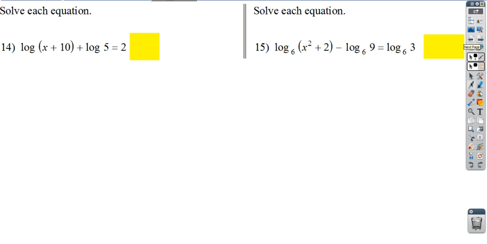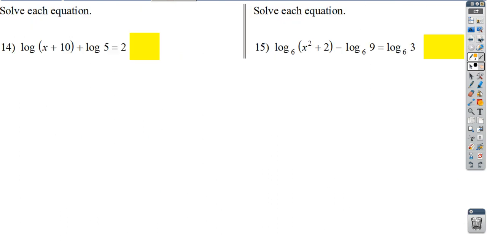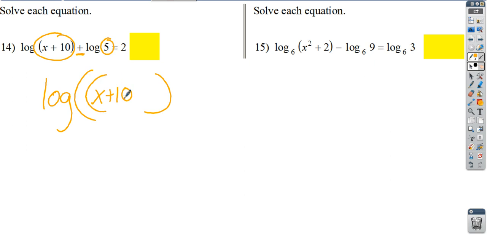Okay, we're going to use the same properties, so these three properties right here are going to be used to solve these other problems. So here we have the log of two things being added, and we need to put that back together. What did we do to the original log if now we're adding them? We must have started out by multiplying them. So we're going to multiply this thing here times this thing here. So x plus 10 times 5, and that's going to equal 2.